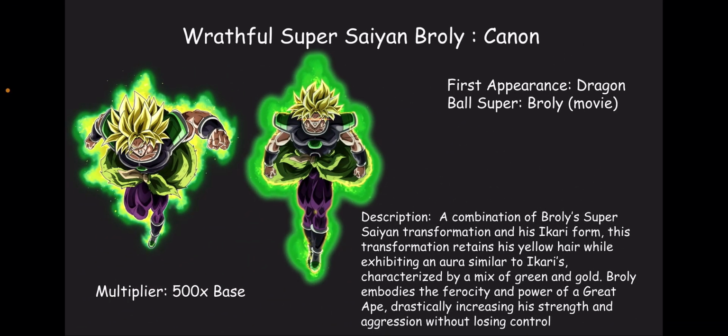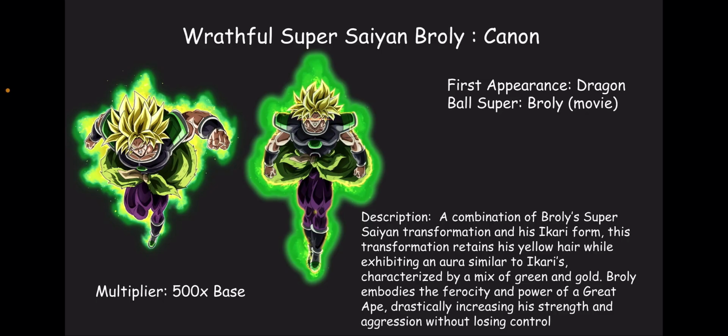Then we have Wrathful Super Saiyan, or just Super Saiyan combined with Wrathful form. In the movie, we know that when Broly transformed into a Super Saiyan, he was already in his Ikari form. So when he transformed into a Super Saiyan, the power he was already in was basically permanently combined with his Super Saiyan form during that one transformation. And that would make his power in that movie go to 500 times base.